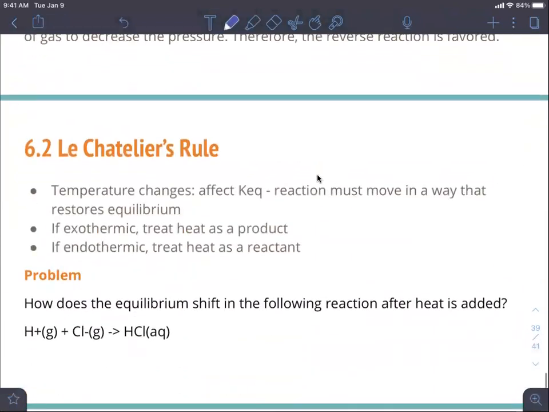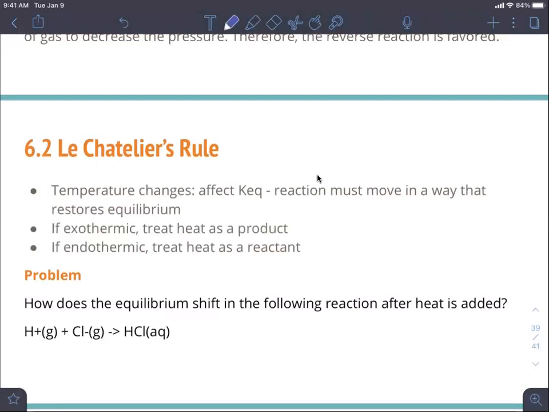Okay. And so these are just temperature changes that affect Le Chatelier's principle. Temperature changes actually directly affect the equilibrium constant. And so the reaction must move in a way that restores equilibrium. And so temperature changes don't directly affect the reactants or the products, they directly affect the equilibrium constant.